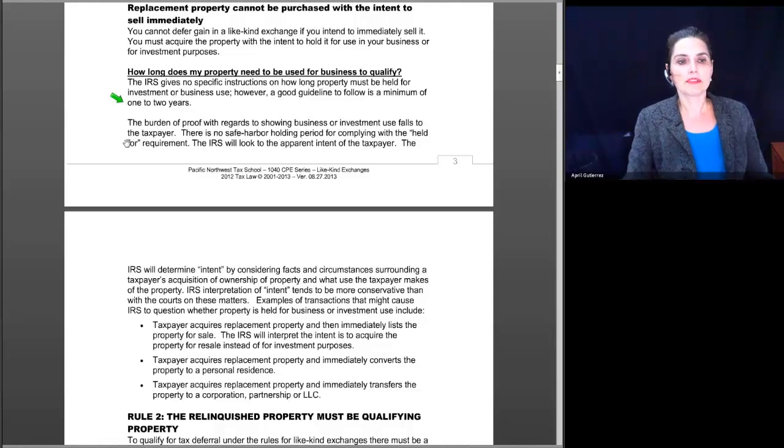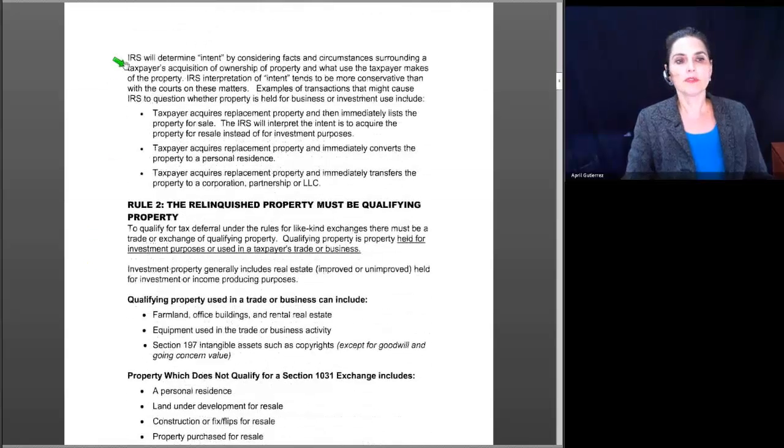So instead, what happens is the IRS will look to the intent of the taxpayer. The IRS will determine intent by considering facts and circumstances surrounding a taxpayer's acquisition of ownership of property and what use the taxpayer makes of the property. IRS interpretation of intent tends to be more conservative than with the courts in these matters.